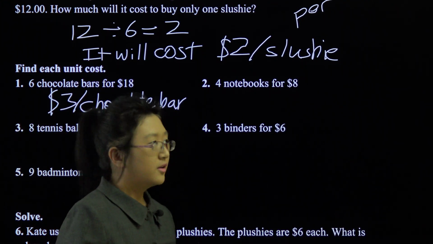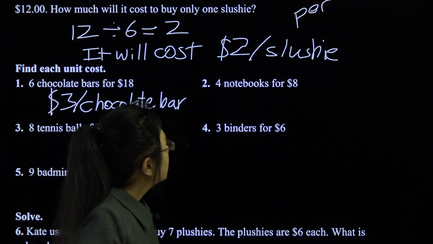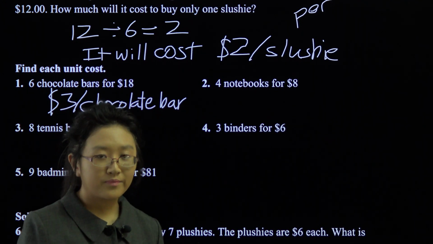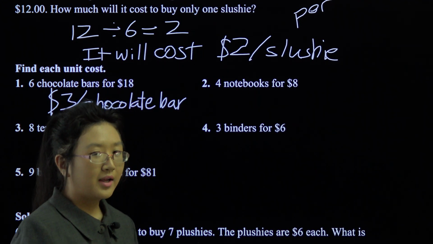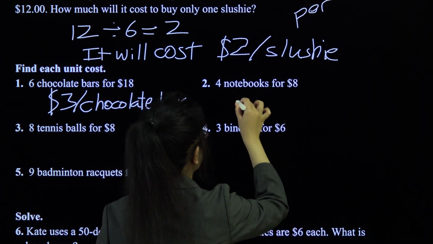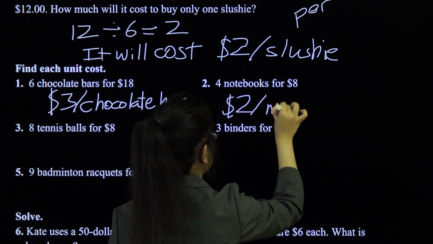4 notebooks for $8. 8 divided by 4 is, guys, come on, 2. So that's $2 per notebook.